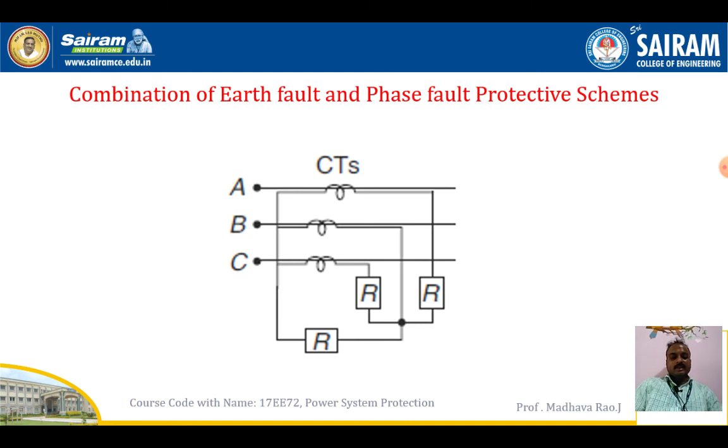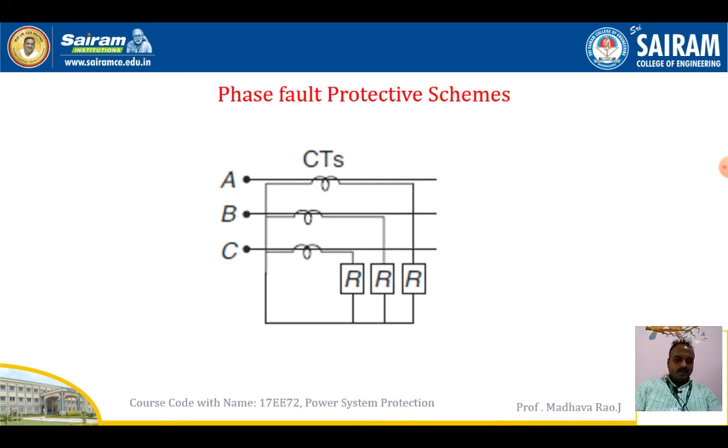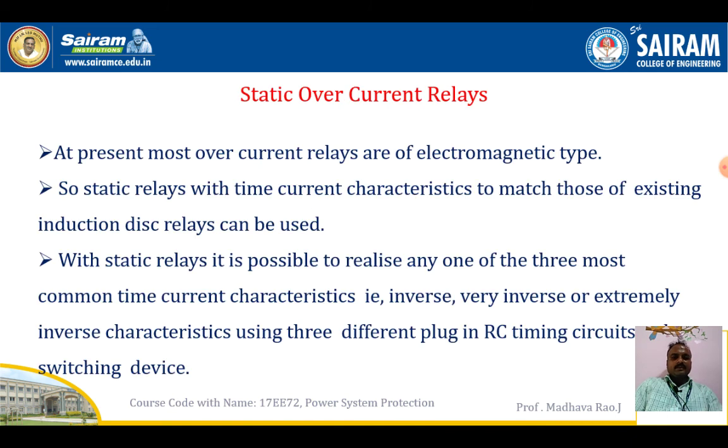When an earth fault occurs, the burden of the active CT increases more than what is specified. Once the burden increases, the current will be supplied to the relays, and the relay will isolate the fault. So this is about earth and phase fault protective schemes.